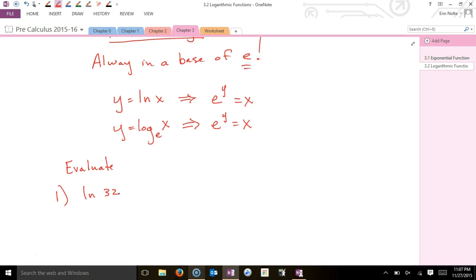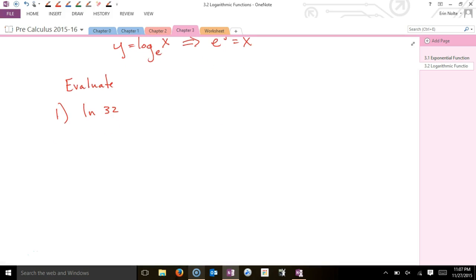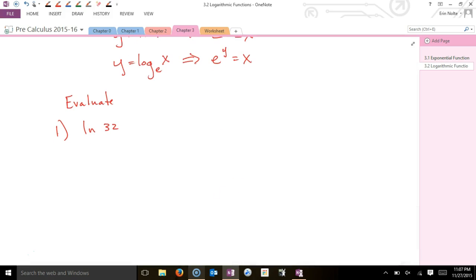Sure, you could. You mean an exponential function? Is that what you mean? Because it technically is a log. It's a natural log. You could do it that way. So you could totally say, okay, this is equal to x, and go e to some x is equal to 32.